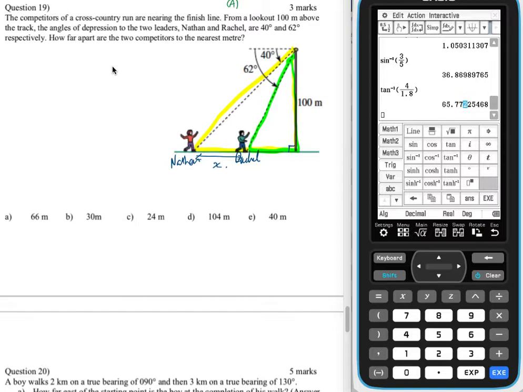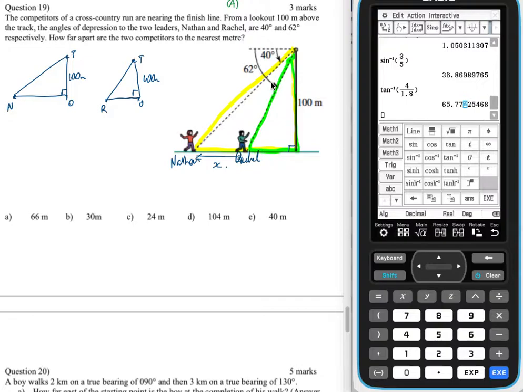Well, we've broken apart these triangles, and I'm just going to draw both of them here, not to scale obviously, and that's both 100 meters, and I'm going to call this point O because that's like the base. This is the top of the post, and then we've got N for Nathan and R for Rachel. Now we know here that this is 40 degrees and this is 62 degrees.